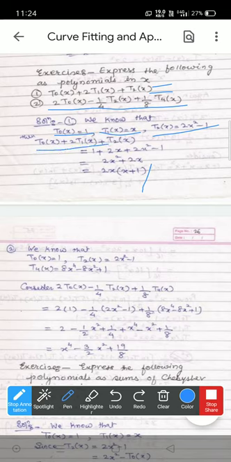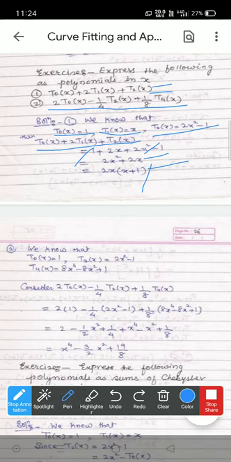So this expression T0(x) + 2T1(x) + T2(x) = 1 + 2x + 2x² - 1. And this 1, 1 cancel, we get 2x² + 2x, then 2x is common, we get 2x(x + 1). This is a polynomial. Is form mein likho ya is form mein likho.